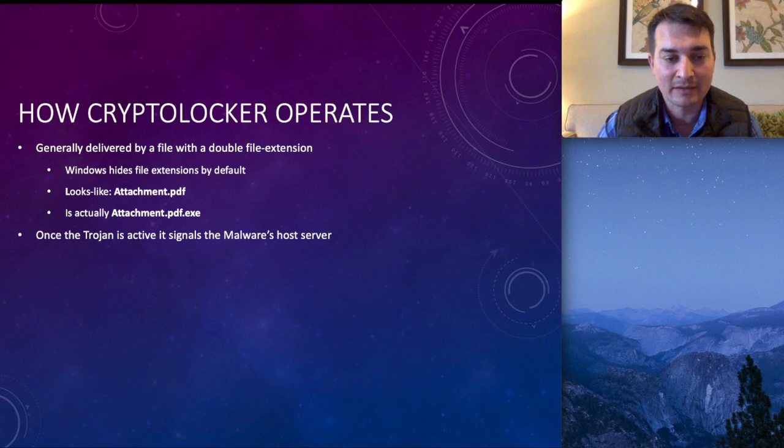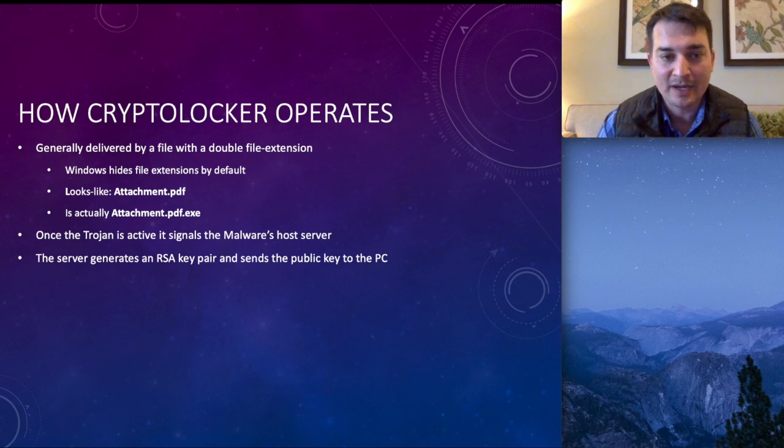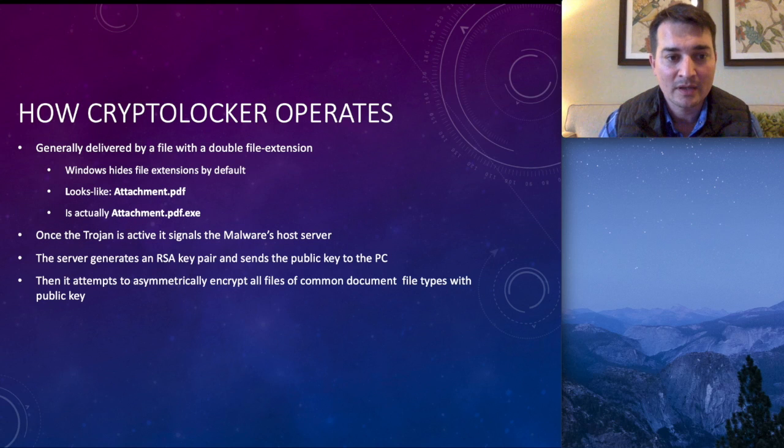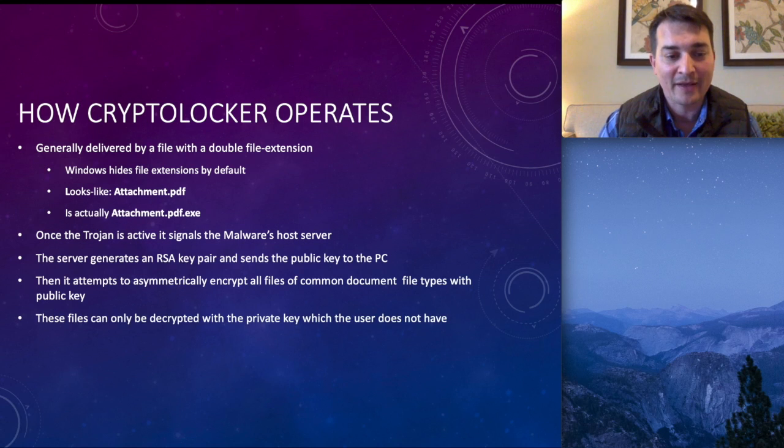And then once it's active, it signals the malware's host server, wherever that is. And then the server generates an RSA key pair and sends the public key back to the PC. Then it attempts to asymmetrically encrypt all of the files of a certain file type. Usually these are just documents. I could name them all: docx, PDFs, text files, really some of the most important files that people use on hard drives. It encrypts those with that public key. And then those files, once encrypted, can only be decrypted with a private key, which in this case the end user does not have.